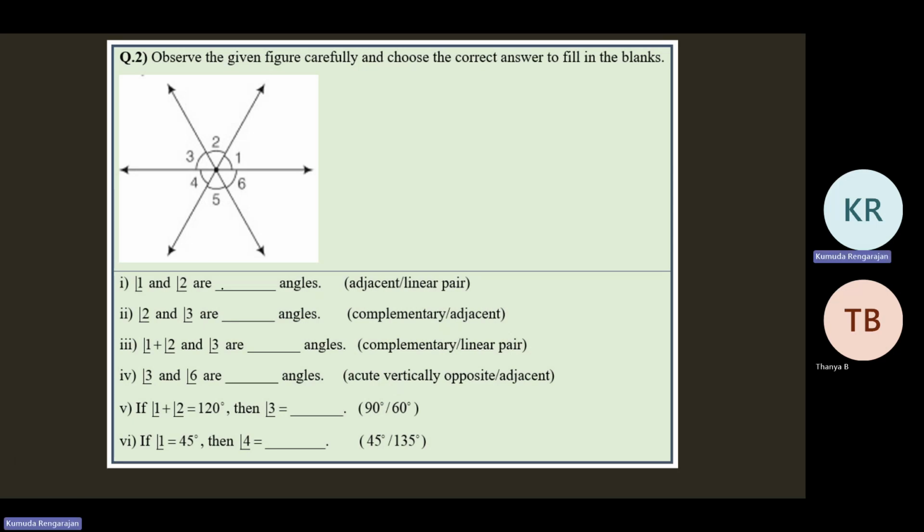Yeah, the first one, angle 1 and angle 2 are not a linear pair. They are adjacent angles. They don't form a linear pair because, just showing you that part of the figure where we have angle 1 and angle 2. When two angles form a linear pair, the sum of the two angles should be 180 degrees. So they should be on a straight line.